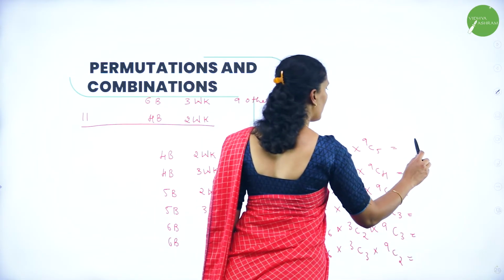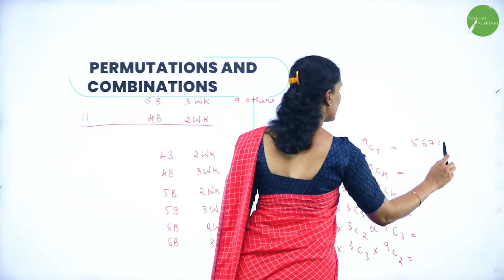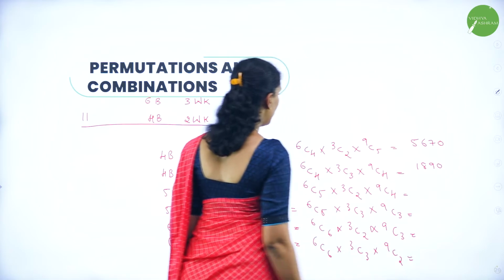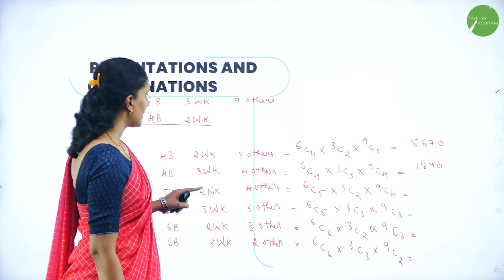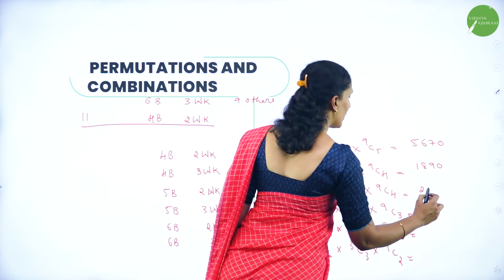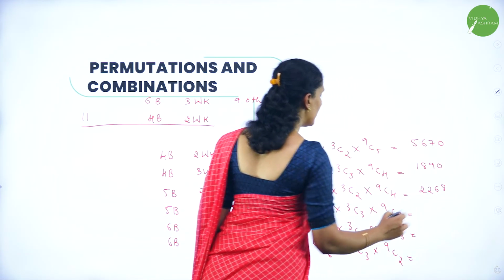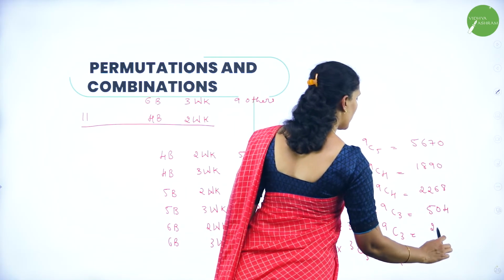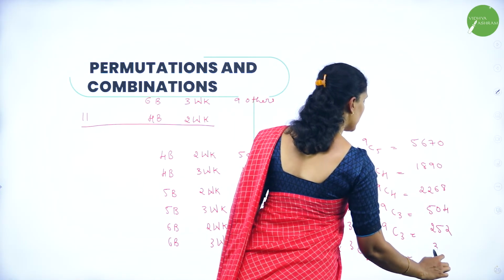So here the value will be equal to 5670. So here the value is equal to 1890. Next we have 6C5 into 3C2 into 9C4. So next after multiplying we will get 2268 here. Next one we will get it as 504. Next one we will get it as 252 and 36.